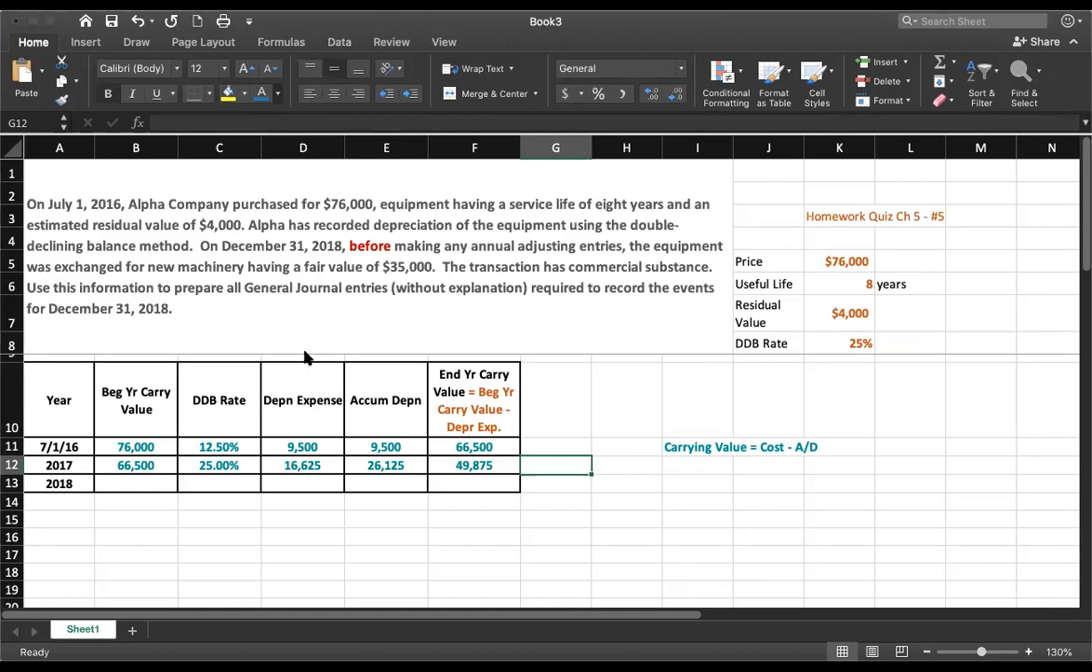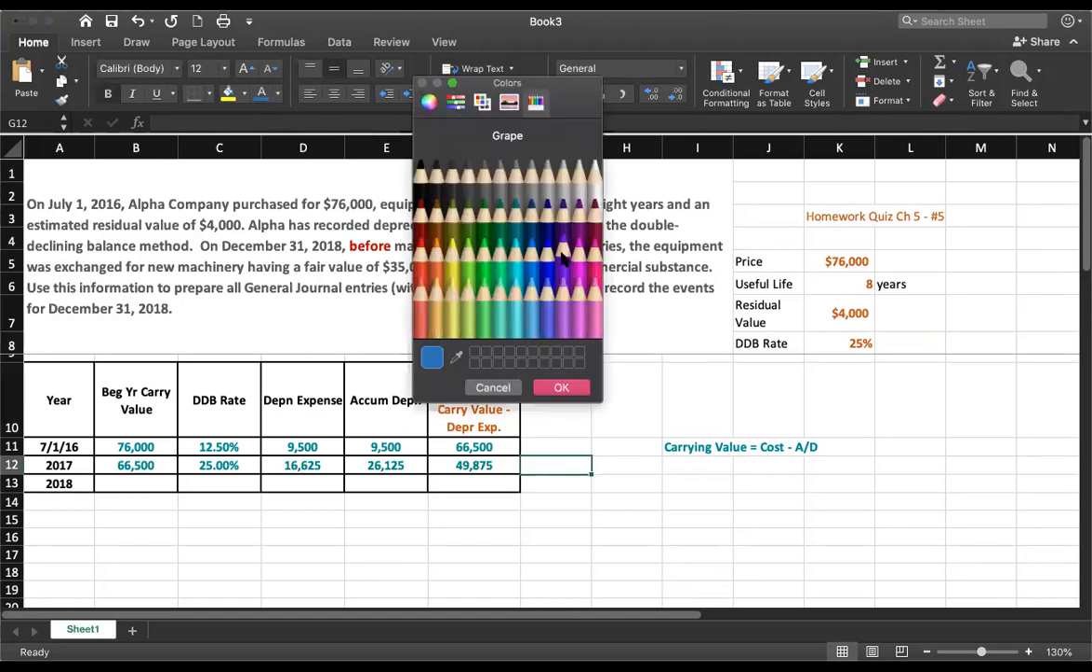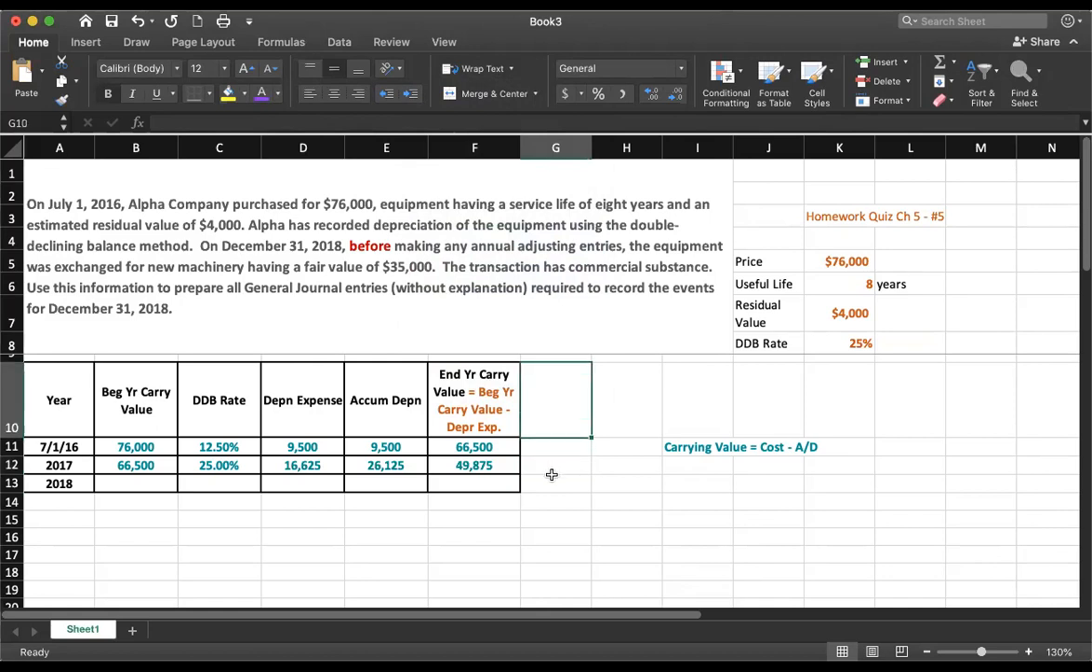Now, another way that you could compute the ending carrying value would be, let me find a different color here, purple maybe. Okay, we could say that it's equal to the cost, which was $76,000, minus the accumulated depreciation, and that will also get us to the same amount. So there are different ways of skinning a cat, but I'm just going to use this method here for our computations: beginning of the year value minus the depreciation expense that we have for the period.